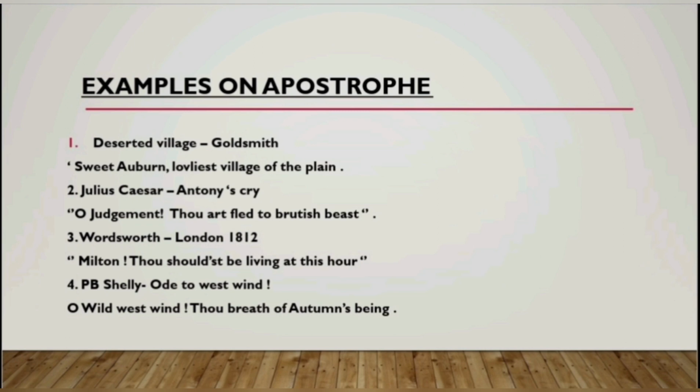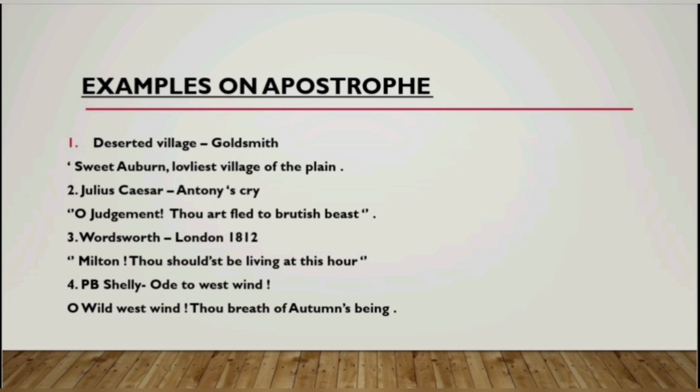The first example is from Goldsmith's Deserted Village, where he is addressing "Sweet Auburn, loveliest village of the plain." Here the author is addressing a village, Auburn. He talks about the decline of the village and the emigration of many residents to America. So in this example, a village is used as the object of apostrophe.